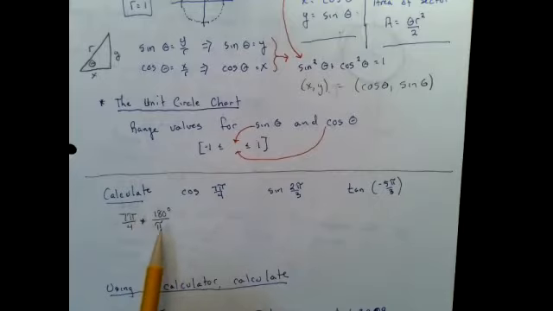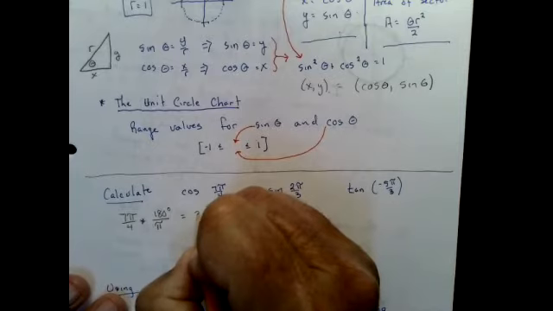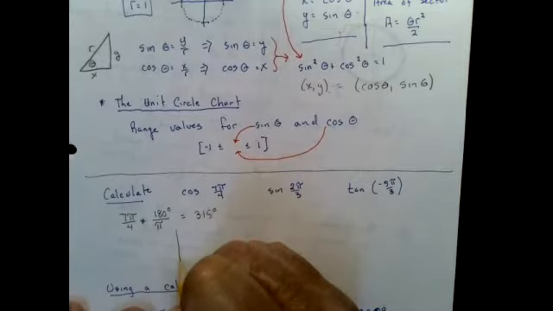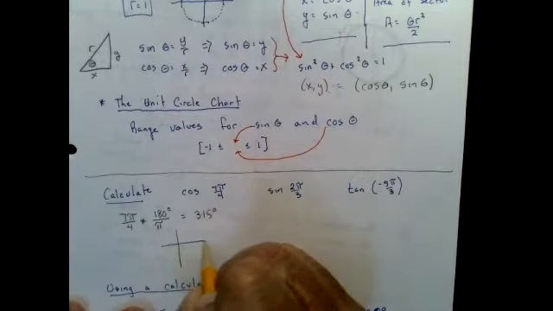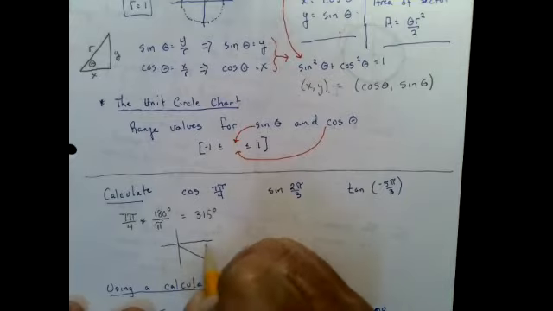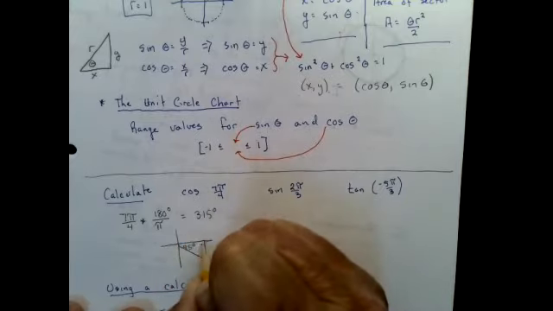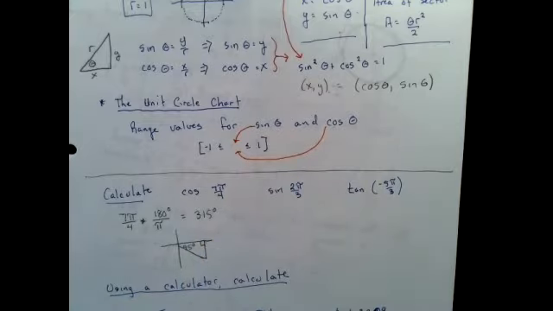Pi and pi cancel. 4 goes into 180, 45 times. 7 times 45, 315 degrees. So now I want the cosine, and I go back to drawing a triangle of 315 degrees. That's going to give me a reference angle of 45 degrees.